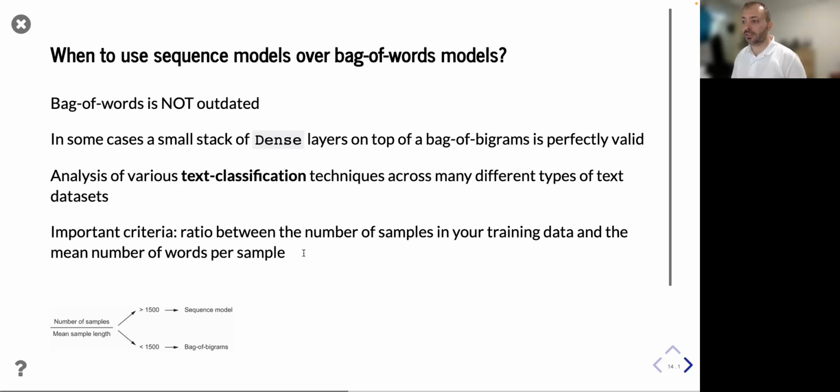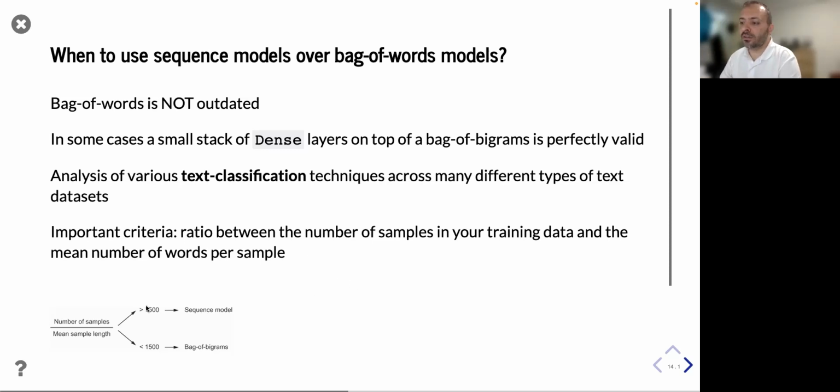And the analysis that I mentioned before on various text classification, be careful, this is only for classification, techniques across different types of text datasets, so big, small, limited vocabulary or not. So this analysis shows that there are two important criteria on which method to use. And this is the number of samples that you have, so how many samples you actually have to train your model, and the length of each sample. So what is the average sample length of your sequence?